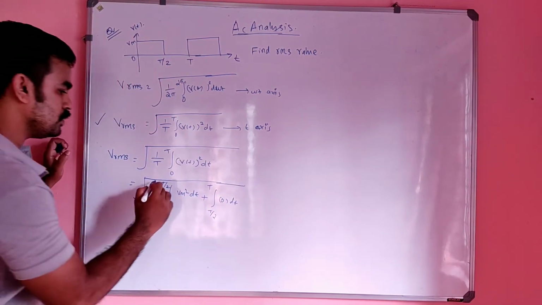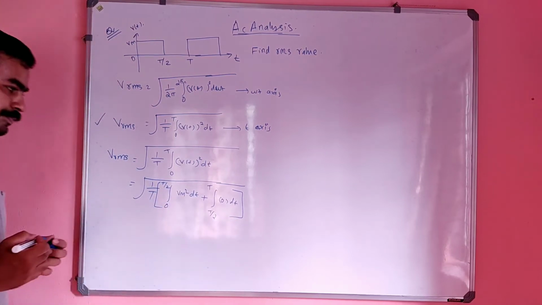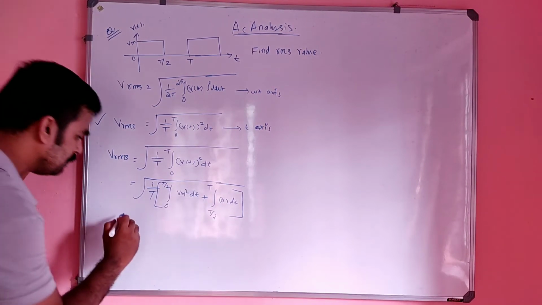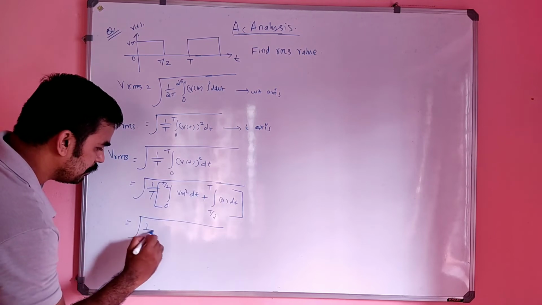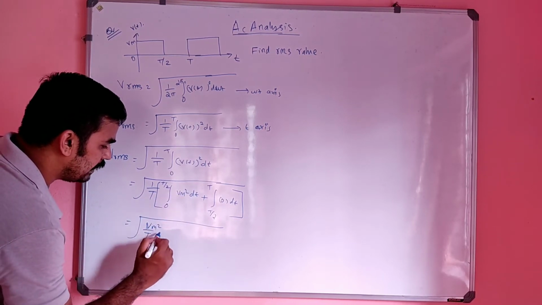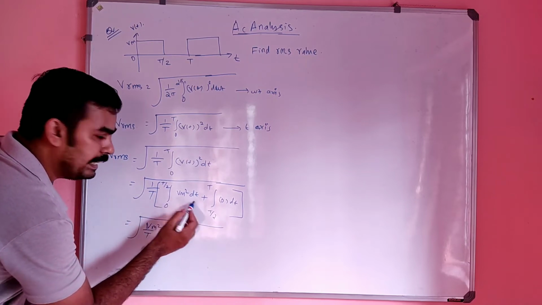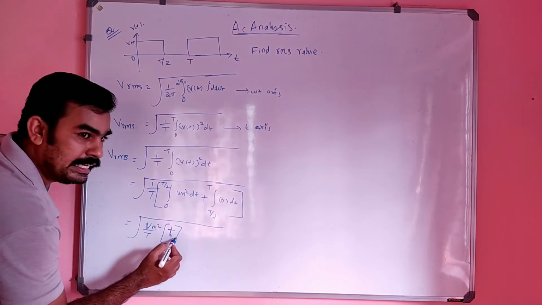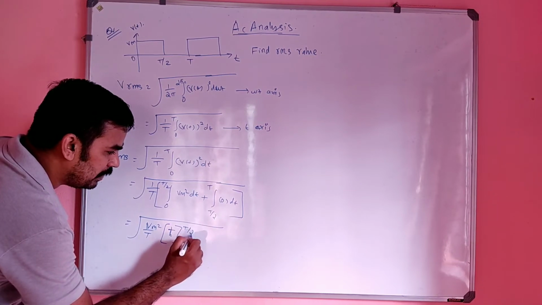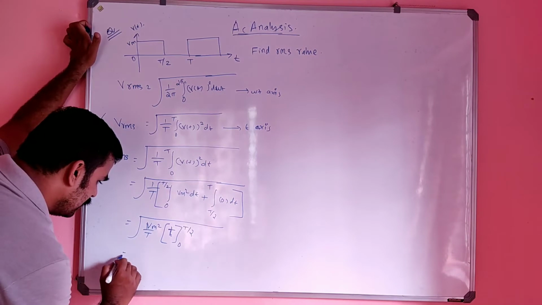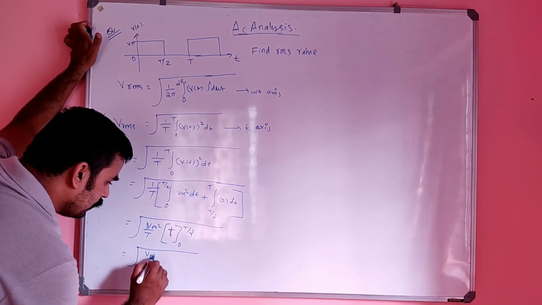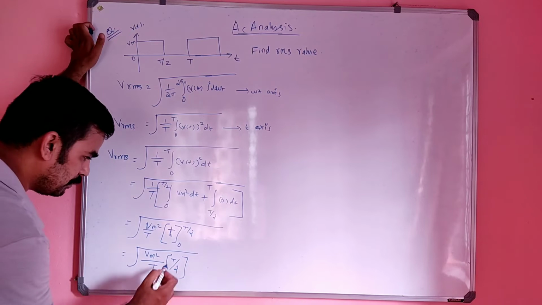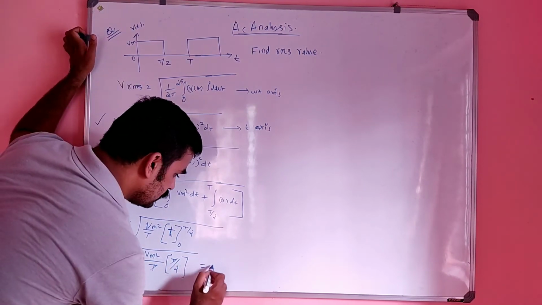So this is the total integration. 1 by T is common. Integral 0 to T by 2 Vm square dt plus T by 2 to T 0 dt. Listen carefully, it is nothing but 1 by T. Vm square is a constant, so it can be taken outside, and integral dt is small t, with integration limit from 0 to T by 2. It's a simple integration actually, which is Vm square divided by T into T by 2, upper limit minus lower. T and T get cancelled.